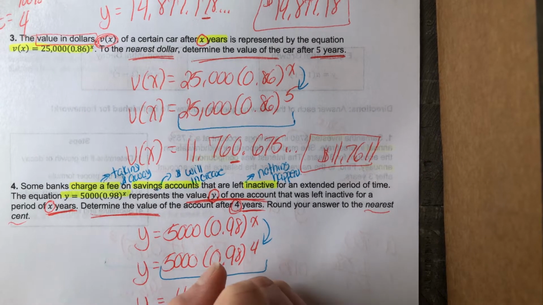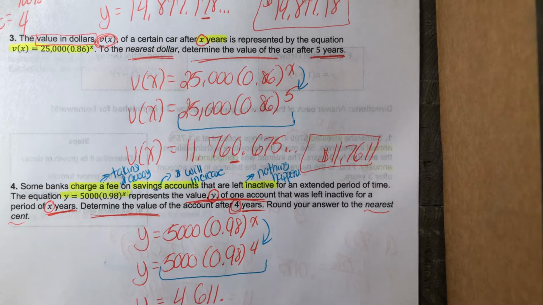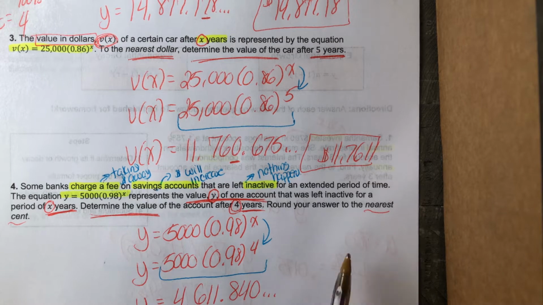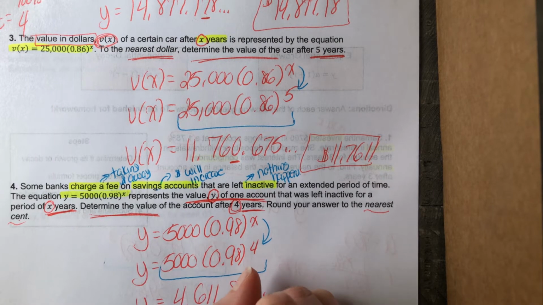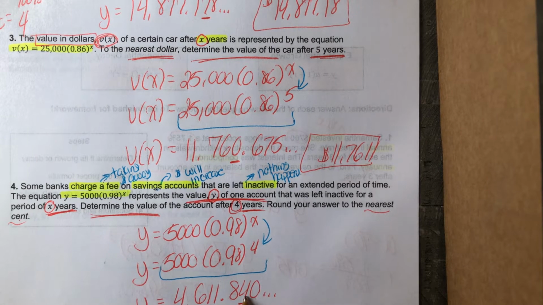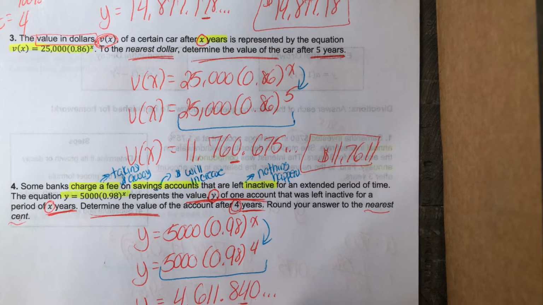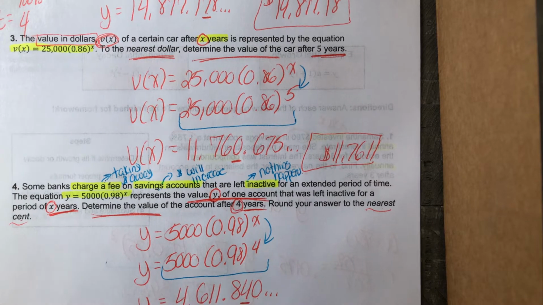And I should be getting 4,611.840 ... Okay, I have to reread the question. It says to the nearest cent. So I know cents is 2 numbers after the decimal. 0 tells the 4 he's just going to hang out. So it's going to be 4,611 and then 84 cents. Okay, so that would have been number 4. All right, moving on to number 5.